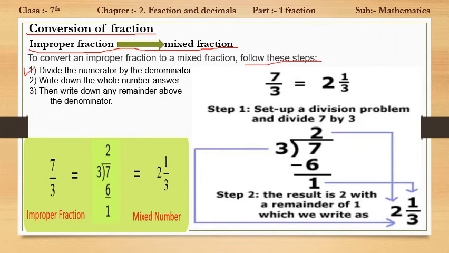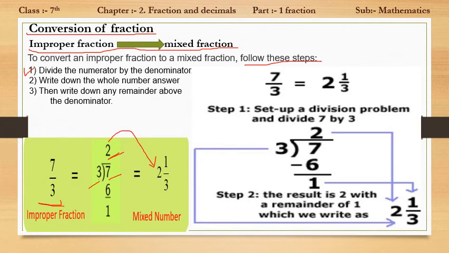First, divide the numerator by the denominator. This one is an improper fraction, 7/3. First, we have to divide the numerator, that is 7, by the denominator. Then after that, write down the whole number answer. When we get the whole number as the answer, we write it down first.